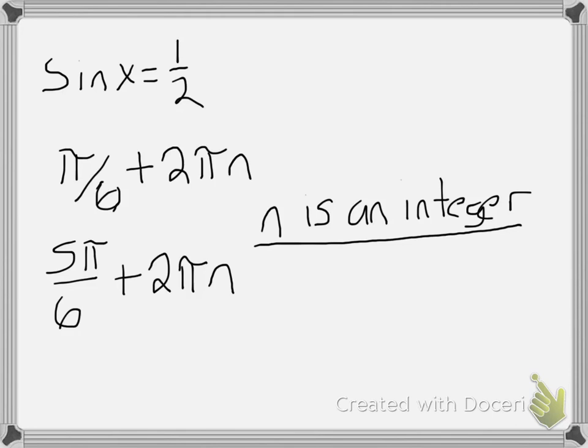But now is when it gets used. If we want a general solution, not a specific one, not in a specific limited domain, then we need to add the 2 pi n, and we need to indicate that n is an integer. Okay?